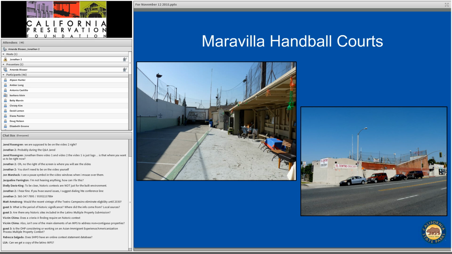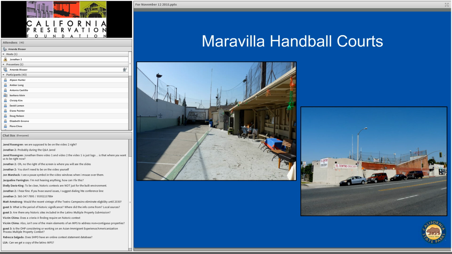We have a context library, and most of the ones that you'll see there are local, that we funded through CLG grants. It's not the entire list of contexts that we have. I am working on trying to get all of them up. The statewide ones are also listed there. And the person who wanted the copy of the Latino MPS, you can get a copy on our website. You can download it and print it off.